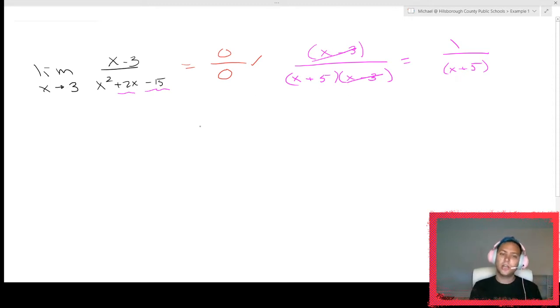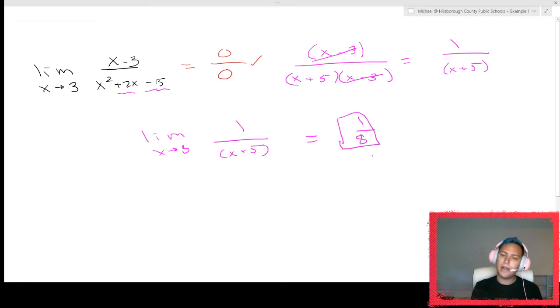So now I can relook at this equation. I can say, well, what is the limit as x approaches 3 of this determinate form, 1 over x plus 5? Well, I can apply direct substitution here. If I plug in the 3, I get 8, so it's going to equal 1/8.